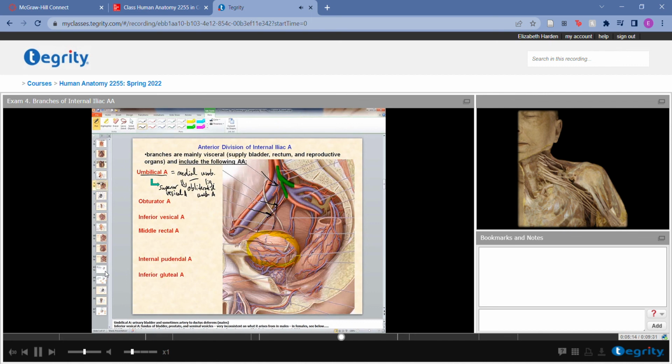Again, working our way down, the next vessel we're going to have come directly off of our internal iliac is this one right here, and that, of course, is going to be our inferior vesical.